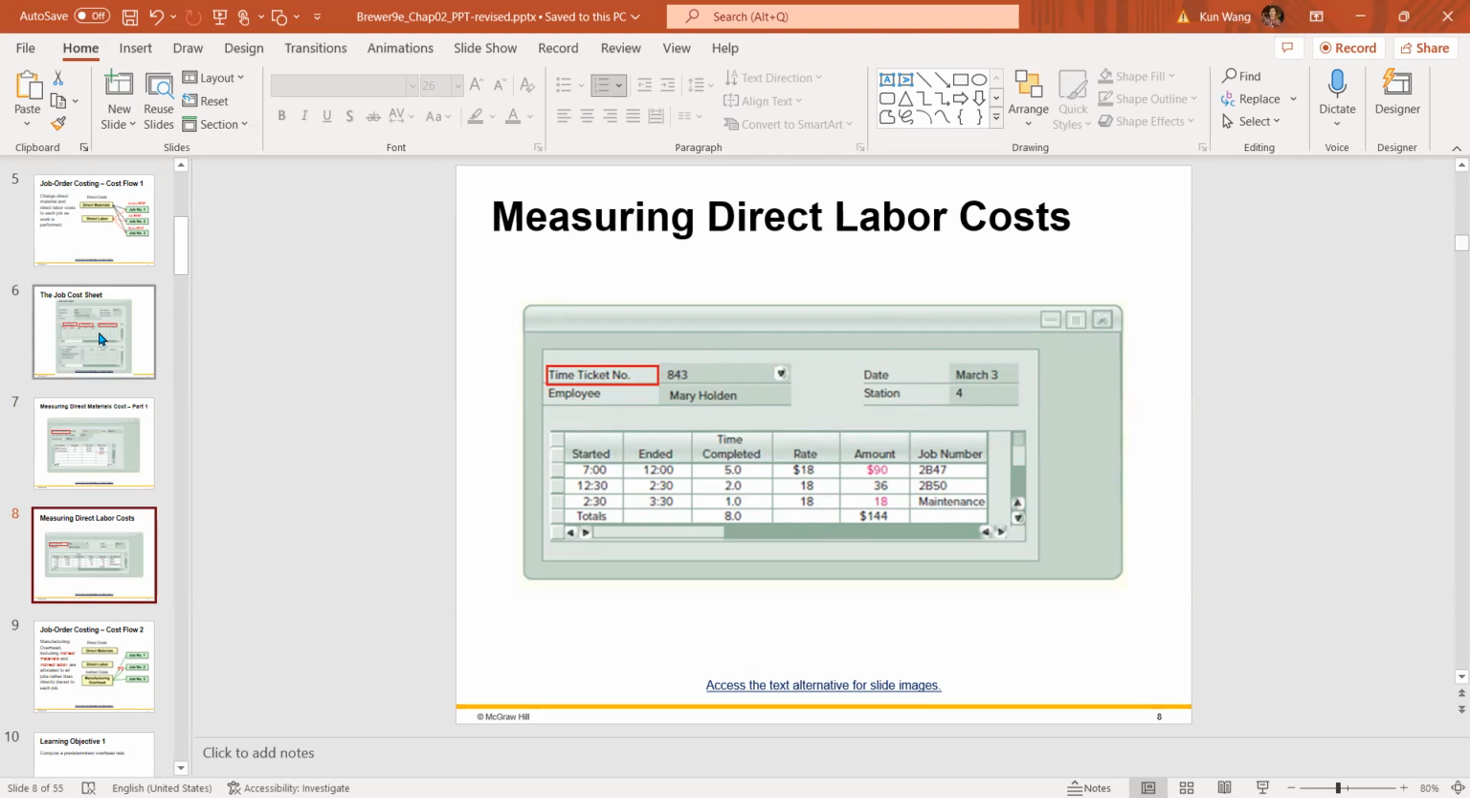So that's what we learned, the direct material and the direct labor. The reason they call it direct means they can directly associate it with the different jobs or different products. And in the next video, we'll introduce how we track and allocate the overhead cost.